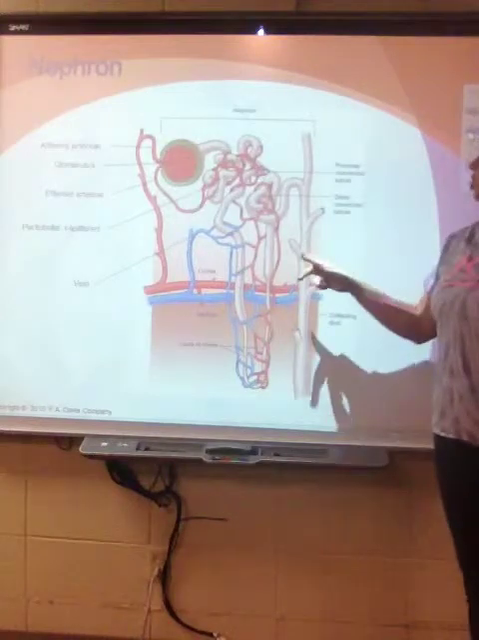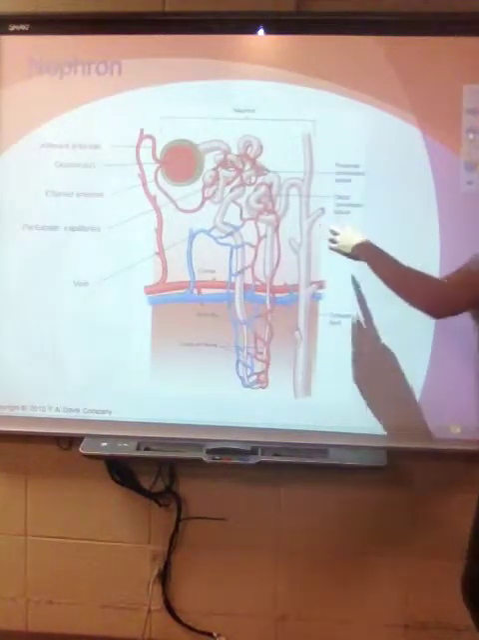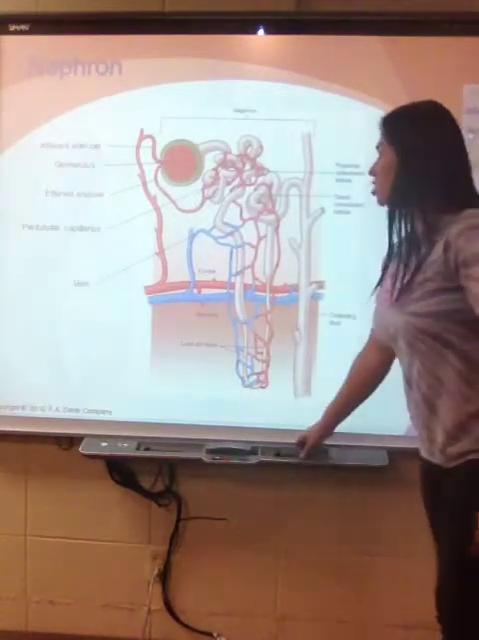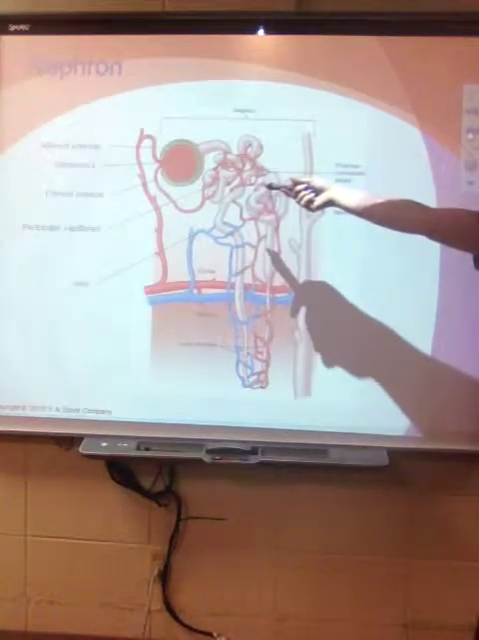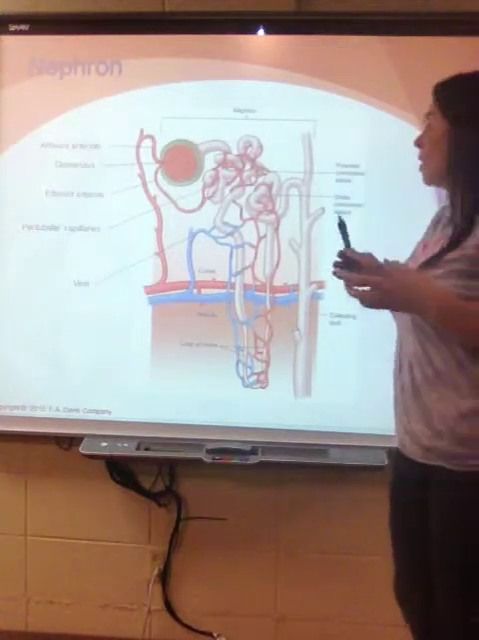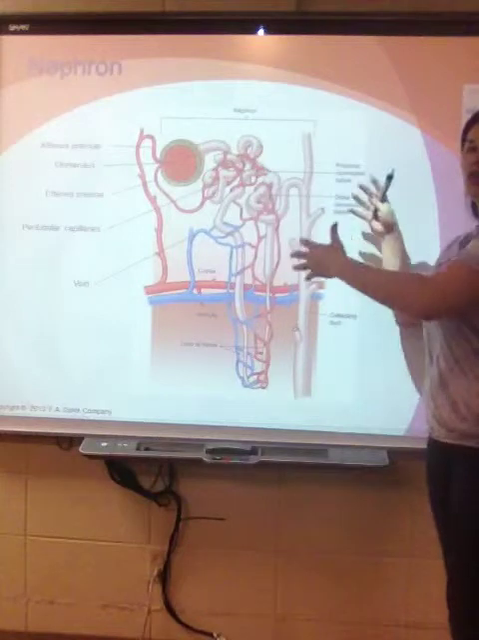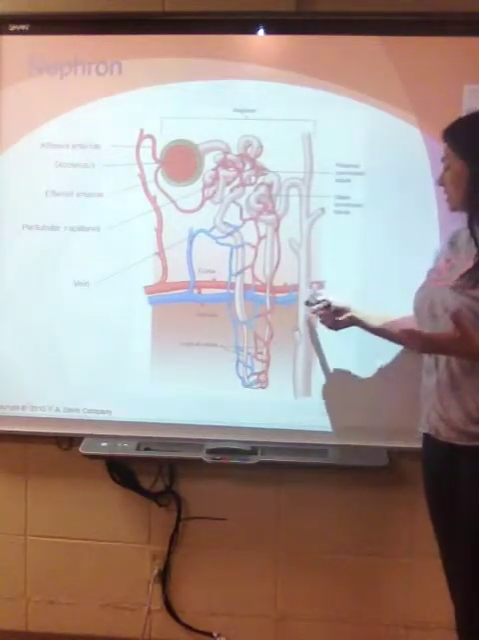Distal convoluted tubule then will connect to your collecting duct, and you can see you have little branches off of that collecting duct. That's because you have millions of these nephrons, and to help compact everything into those small little kidneys, we have one collecting duct, and you may have hundreds or even thousands of nephrons connected to that one duct.